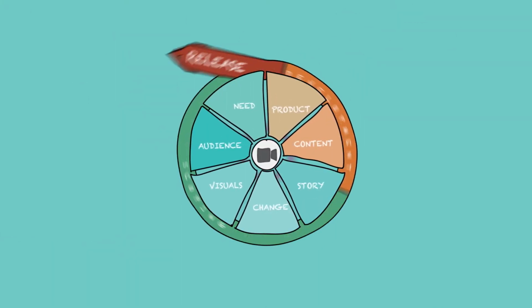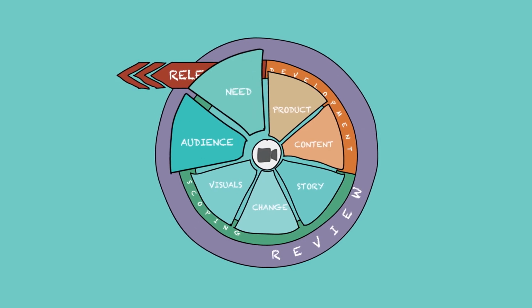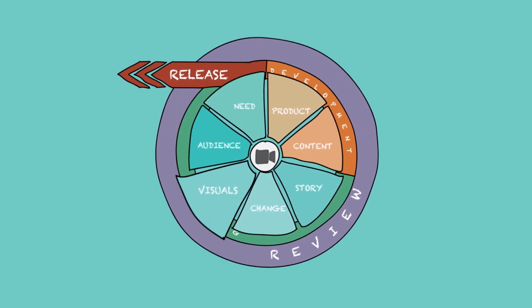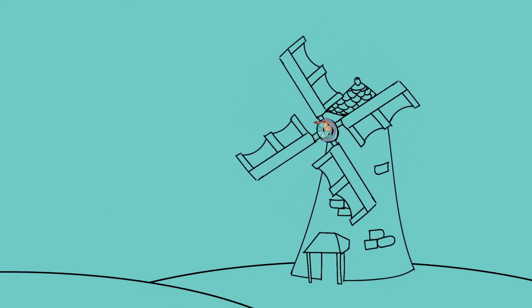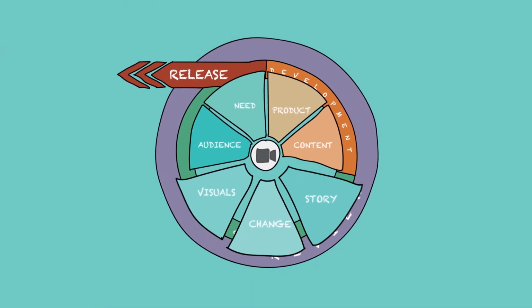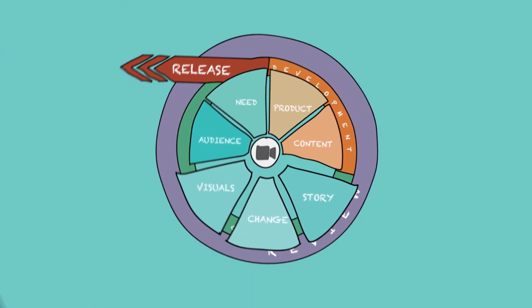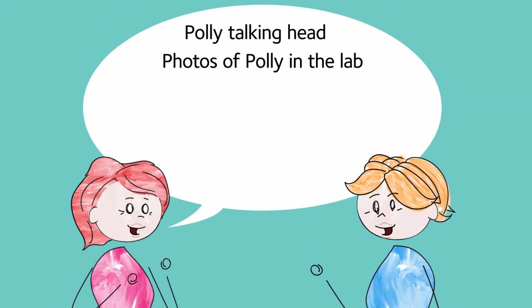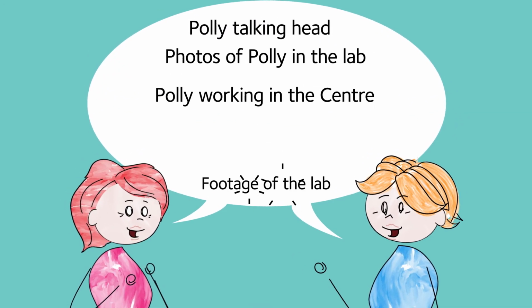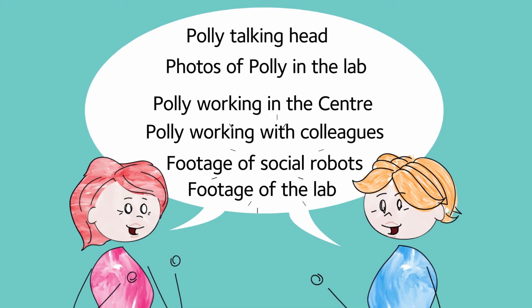Polly's been able to work through the first 2 steps of the model, but when it comes to the visuals for the video, she feels a bit stuck for ideas. She teams up with a media producer to work through the next 3 steps in the scoping phase. When she meets the producer, Polly has 2 ideas for visuals. But through a flow of conversations, the list soon grows.